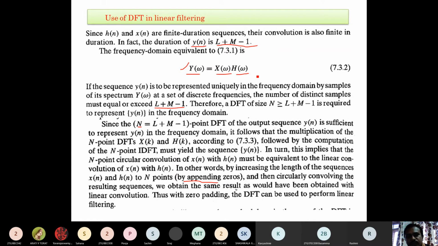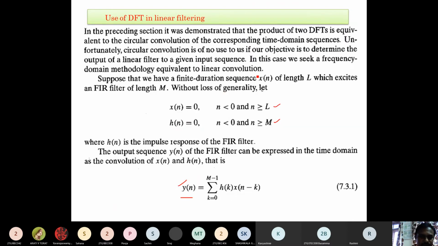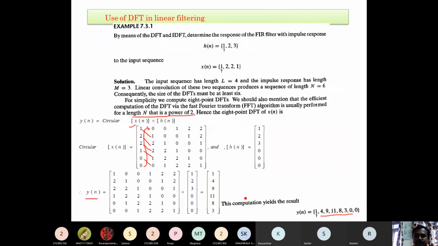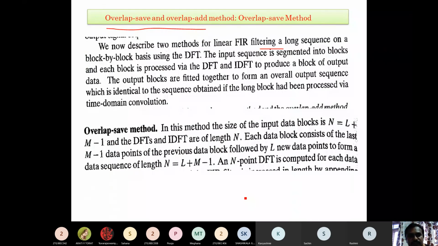So is it possible to do it manually? Can you sit and write the DFT on paper? Can you do this calculation for 1000, or for 2000 since M is 2000? It is not at all possible. So how are you going to perform this? This concept will be discussed in these two methods, if it is a long length.